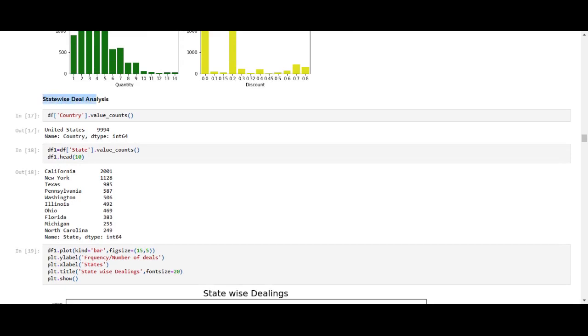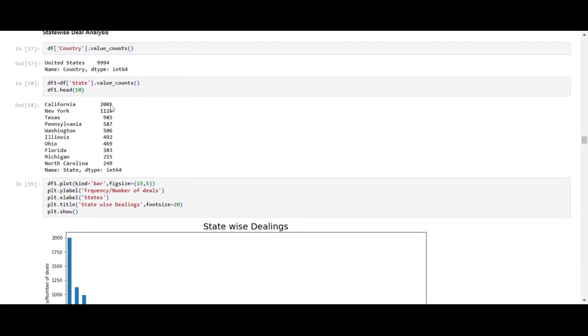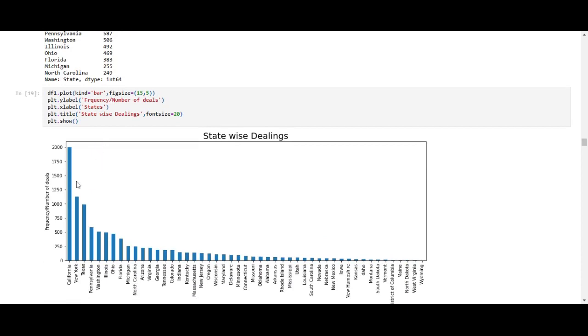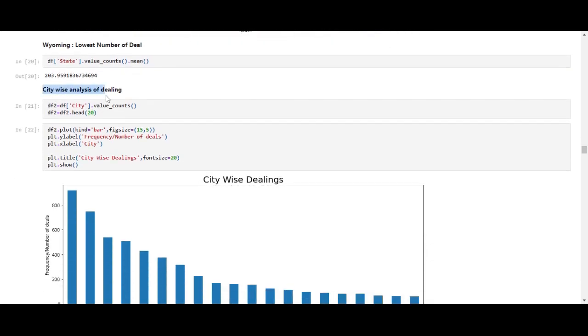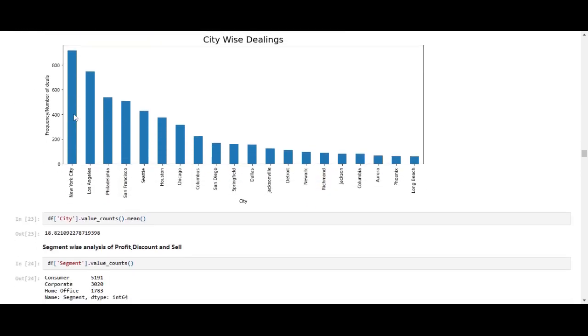Later, I have done a state-wise deal analysis and found that the top 3 states where the deals were highest were California, New York, and Texas. The average number of deals per state was 204. In the city-wise analysis of dealing, the top 3 cities where the dealings were highest were New York City, Los Angeles, and Philadelphia. The average number of deals per city was 90.